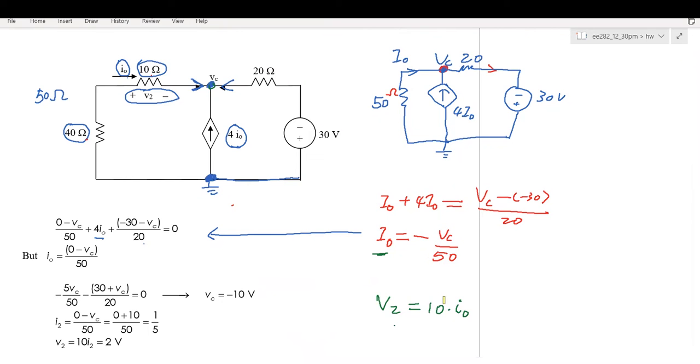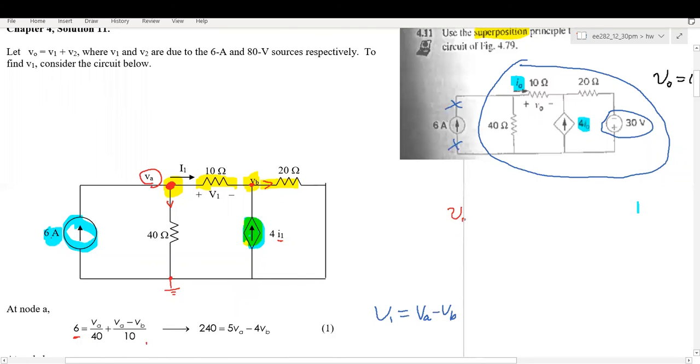V2 is the voltage on this 10 ohm resistor. The direction of I0 is this direction, so the sign convention is followed. So V2 equals 10 multiplied by I0. After we obtain V2, V0 equals V1 plus V2.